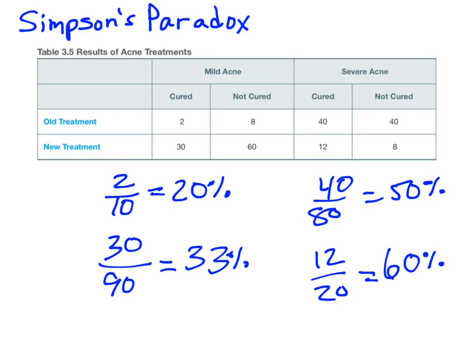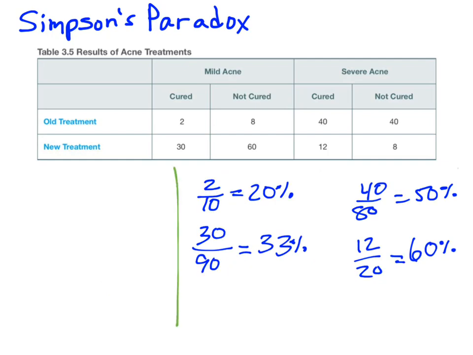All right, so the point to be made here is that in both cases, for mild acne or severe acne, it looks like the success rate for the old treatment was less than the success rate for the new treatment. Right? However, let's take a look at what happens if we consider all of the data at once.